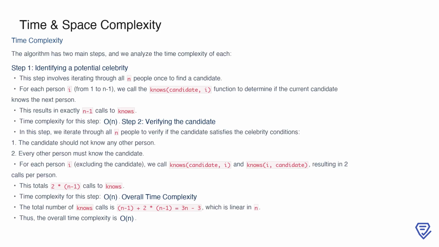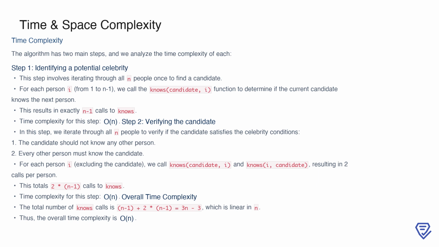The time complexity of our algorithm is broken into two main steps. First, we identify a potential celebrity by iterating through all n people. During this process, for every person i from 1 to n-1, we call the knows(candidate, i) function to check if the current candidate knows the next person.